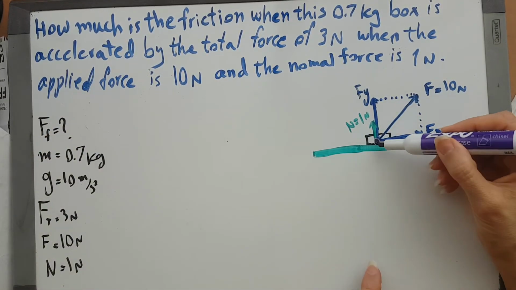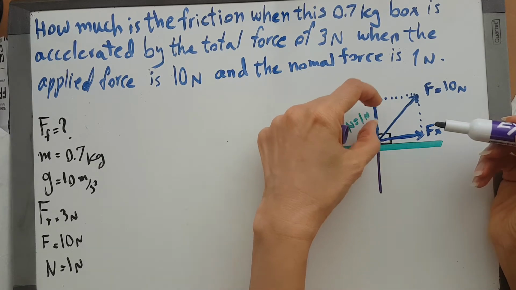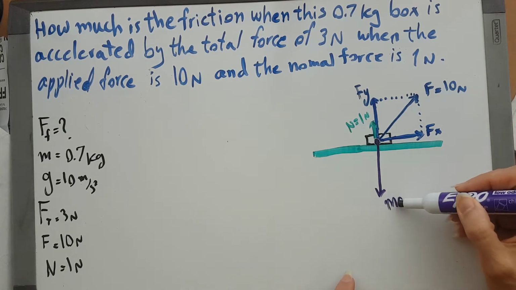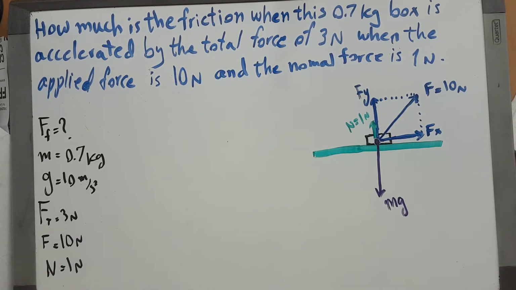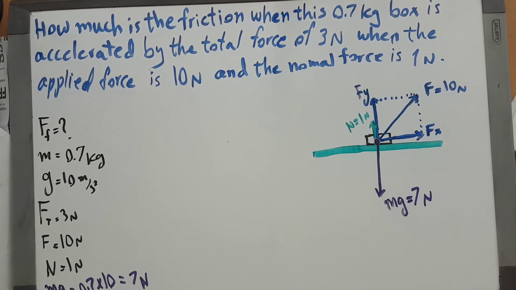So therefore, the mg must equal the addition of these two, and I know how much mg is. I can find the mg here. mg equals 7 newtons. So mg is 7 newtons, and I know it is here. And I have a friction that I'm looking for.